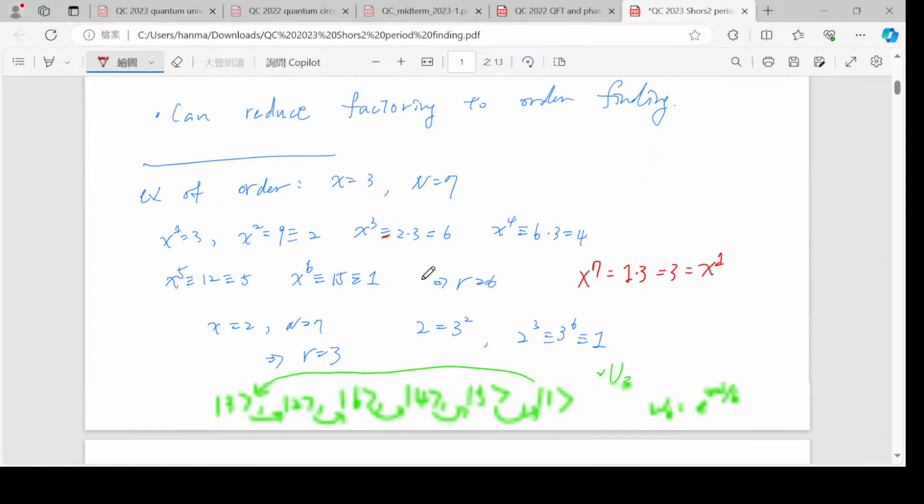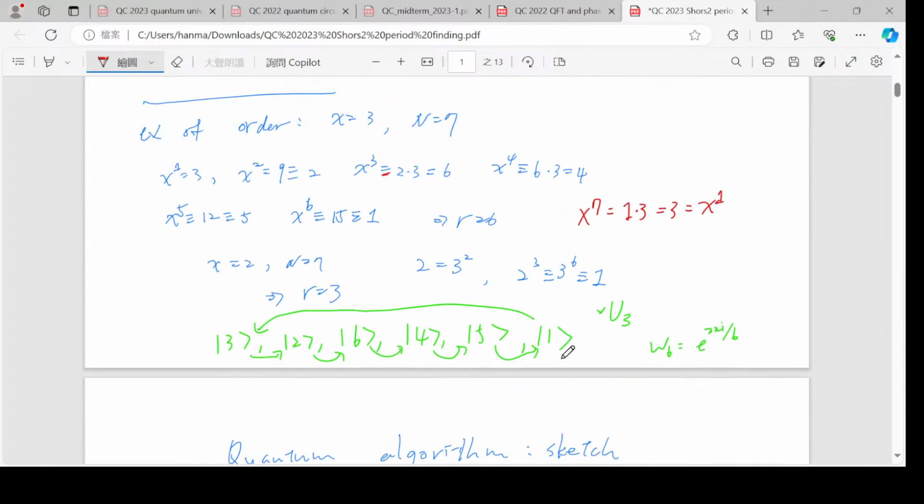And the example is down here. So if x equals 3 and N equals 7, then we keep multiplying x by itself. We get these 6 different numbers, and we see that when we hit x to the 6, it is actually equal to 1 mod 7. So we have those 6 different numbers. That's like the trajectory of x when it multiplies itself mod 7.